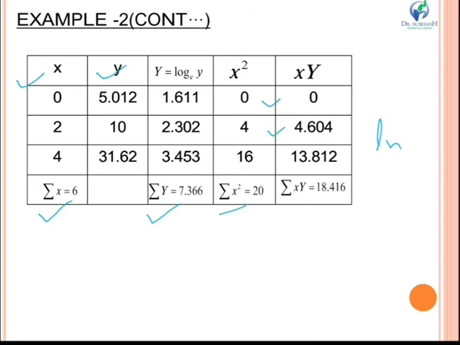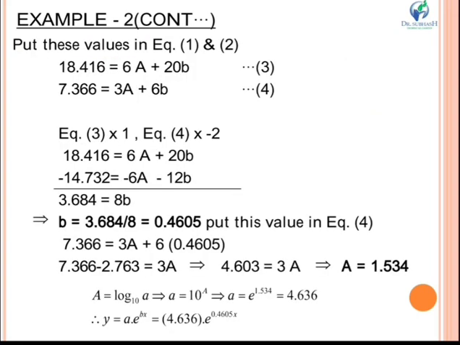Similar to the earlier example, I will multiply small x and capital Y and I get its summation as 18.416. Now I will put these values in equation 1 and equation 2. I get the next two equations, equation 3 and equation 4. Again I need to eliminate either A or B. I am eliminating A. I will multiply equation 3 by 1 and equation 4 by minus 2. Now I will add these two equations. On adding, A will be eliminated and I get 3.684 equal to 8B.